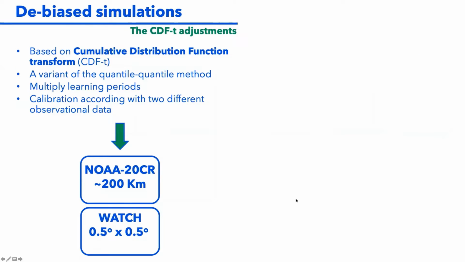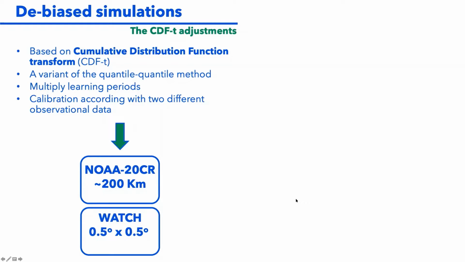And moreover, for this study, I've used the bias-adjusted simulation data, which were provided by the Climate Data Factory, and are based on the cumulative distribution function transform, which is a variant of the quantile method, and is based mainly on multiple learning periods. So there are 2 different observational data used for the calibration.